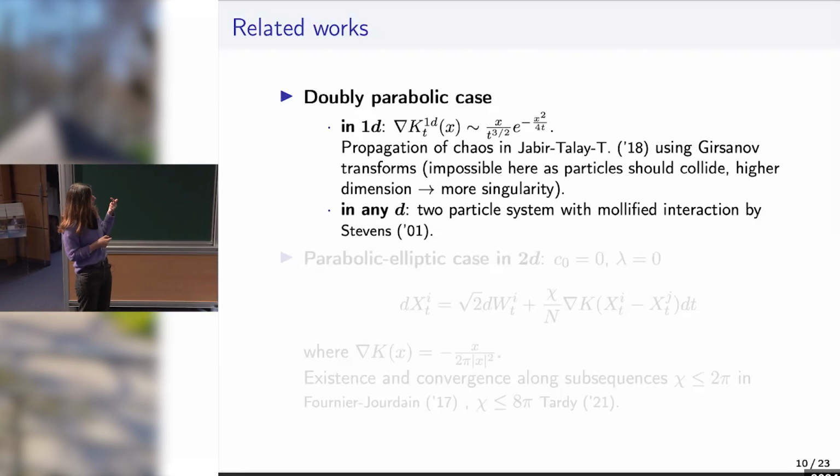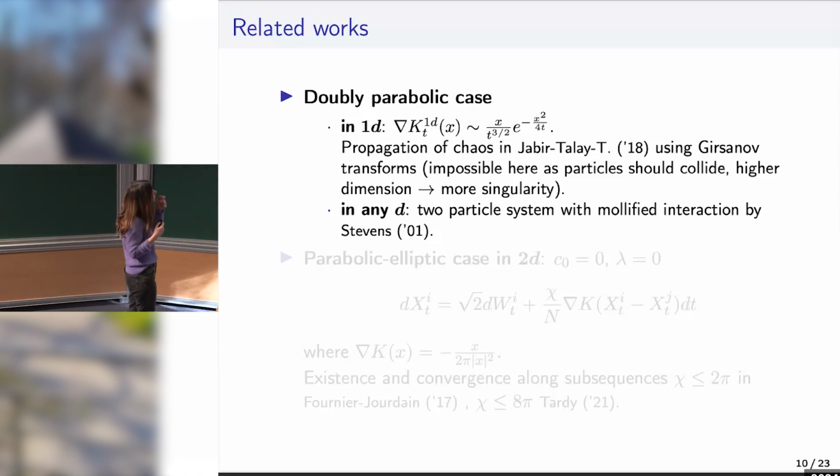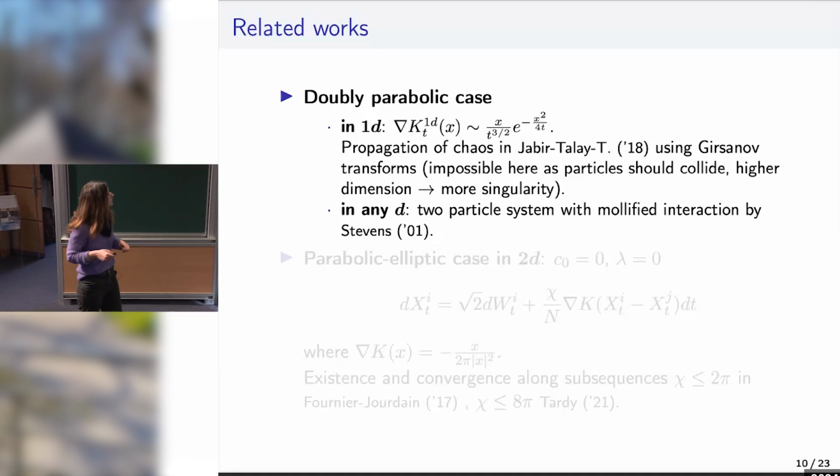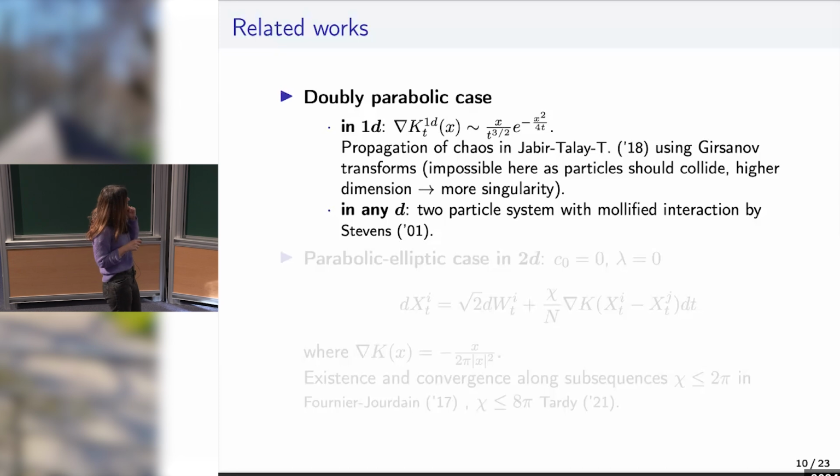And in dimension 1, actually, there is no explosion in finite time, so we could have gone through with a Girsanov, okay? And some neat Girsanovs for the limit. In any dimension, there has been some work on this using a two-particle system discretization, so a bit different.